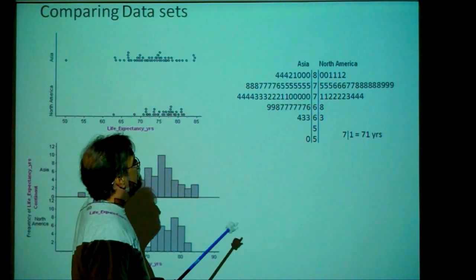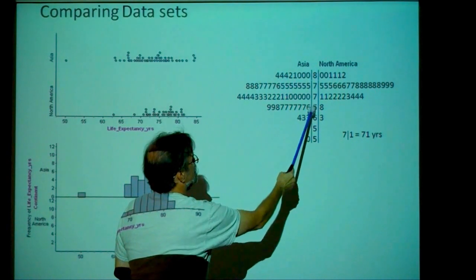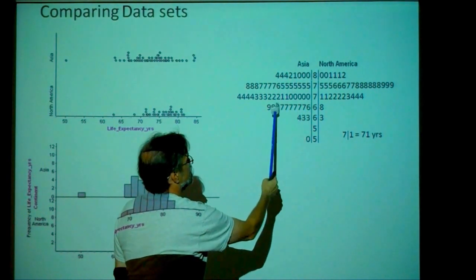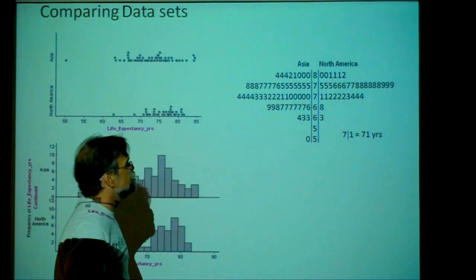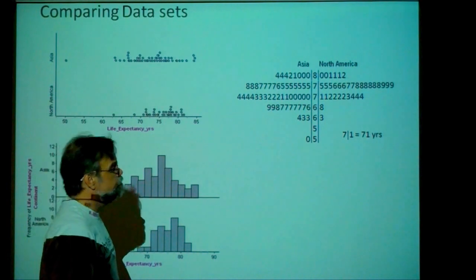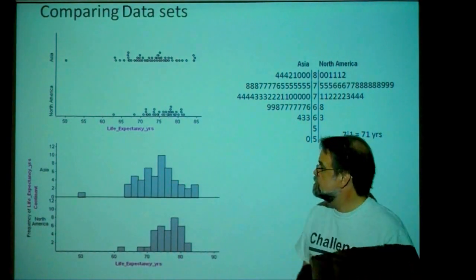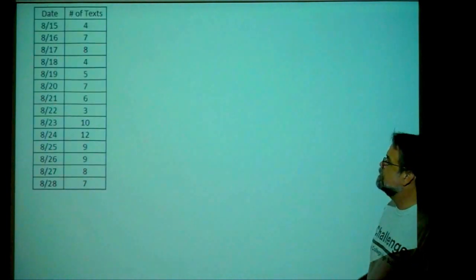Again, in a stem plot, this is a back-to-back stem plot, you can also see the same trend. Here you can see that there are a lot more countries in Asia with life expectancies in the 60s, whereas very few, only two countries in North America, have median life expectancies in the 60s. So those are different ways of using these three different displays to compare data sets.